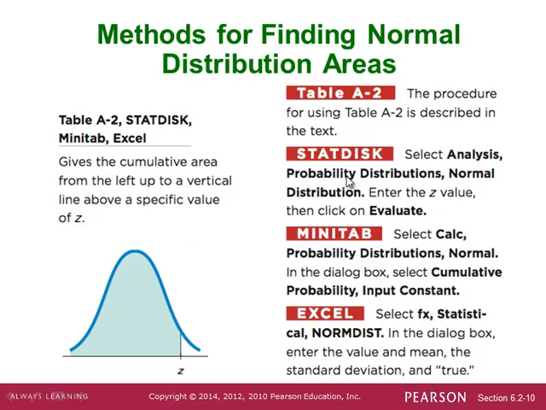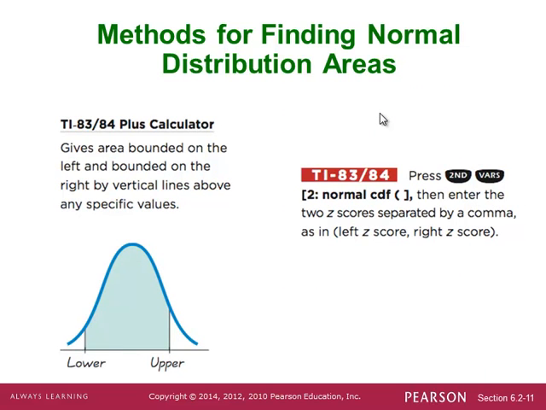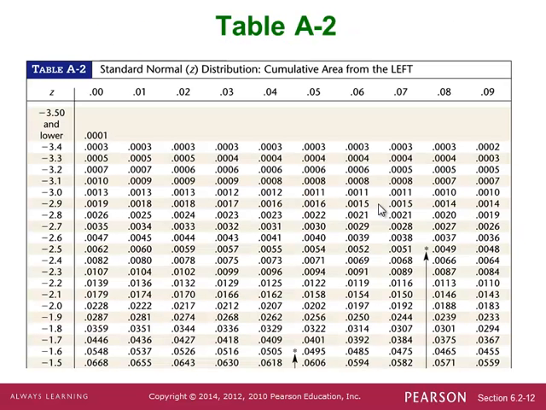Now, we don't use StatDisk, Minitab, or Excel in this class. We just use tables. I'm sure that you can find out how to use it in StatCrunch. I've never used it on StatCrunch because using the TI-84 calculator is pretty easy, which I'll show you how to do. It just basically involves finding your normal CDF command on the TI-84 calculator.